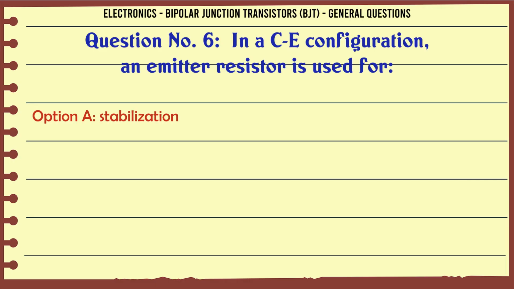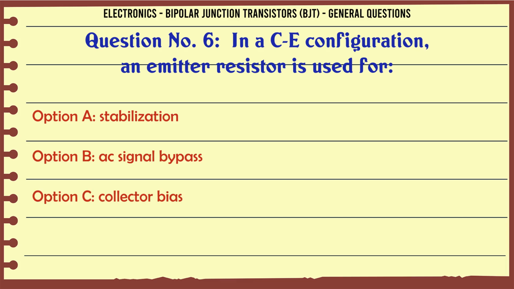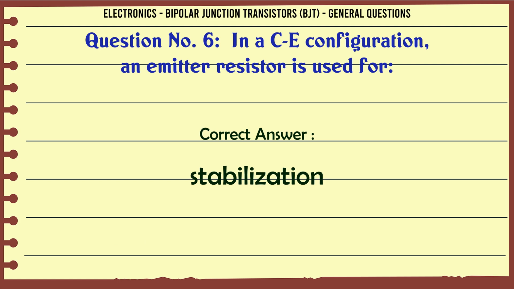In CE configuration, an emitter resistor is used for A. stabilization, B. AC signal bypass, C. collector bias, D. higher gain. The correct answer is stabilization.